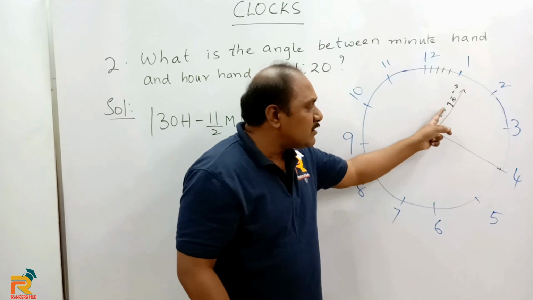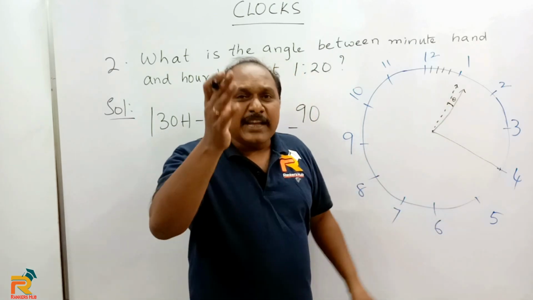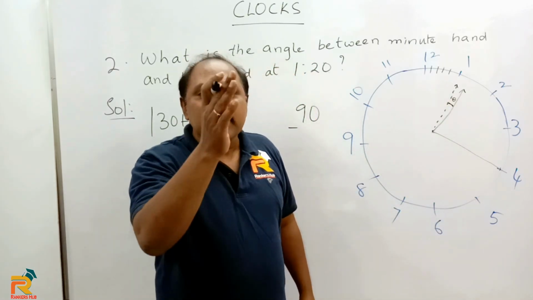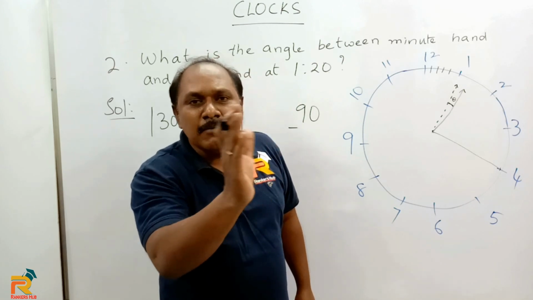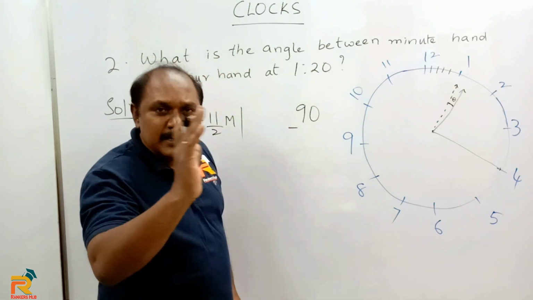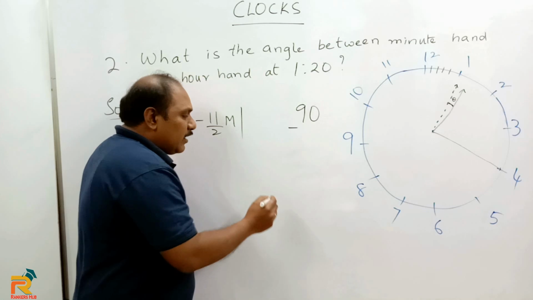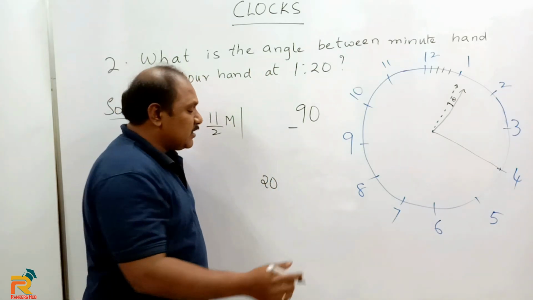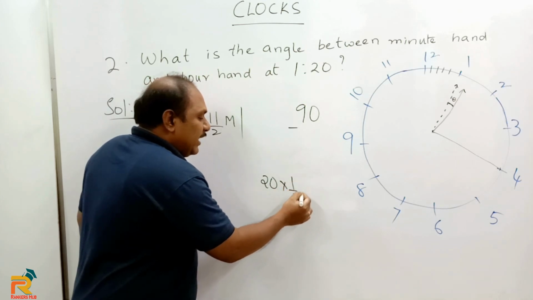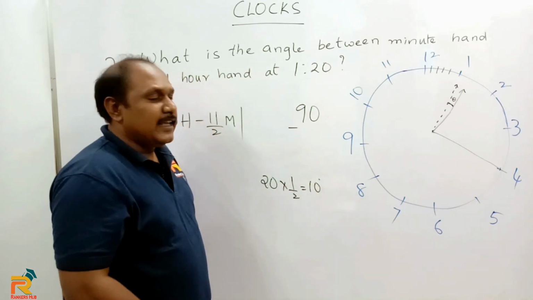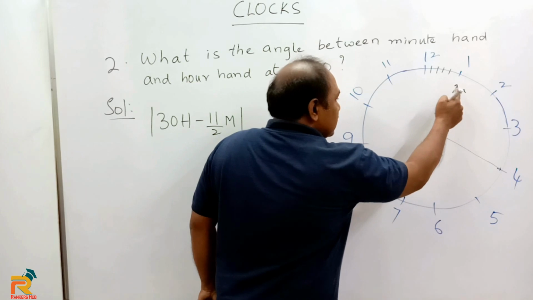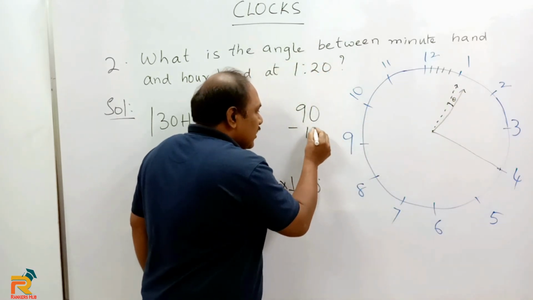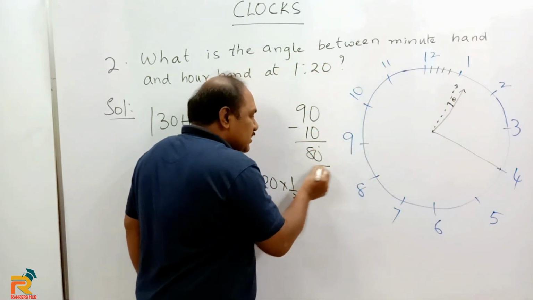How many minutes have passed after 1? 20 minutes. So in that 20 minutes, through how much angle did the hour hand move? Every minute, the hour hand moves through an angle of half degree. In 20 minutes, it should move through an angle of 20 into half, that is 10 degrees. So here obviously this angle is 10 degrees. So our answer, 90 minus 10, which is 80 degrees.